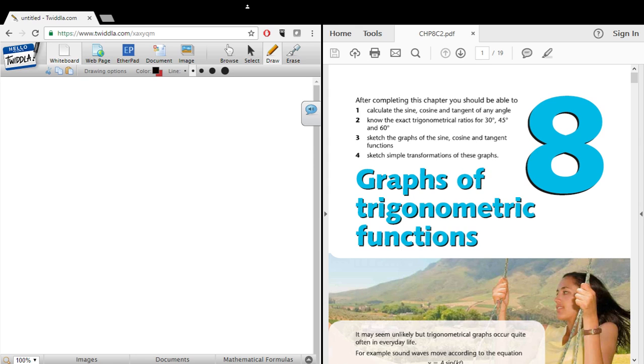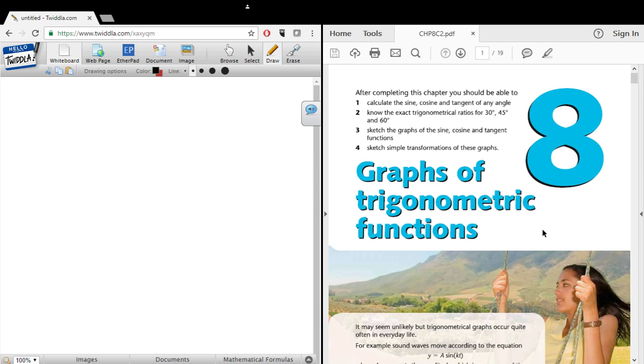We're starting off with chapter 8 and it's entitled Graphs of Geometric Functions. This chapter is going to be divided into two videos because I think it's vitally important that you appreciate this principle. It will come up more in A2, so for that reason we need to pay close attention to the content that we're about to endeavor towards.